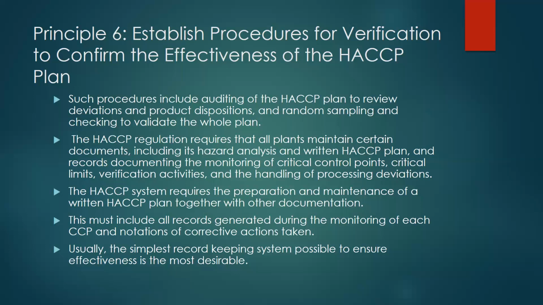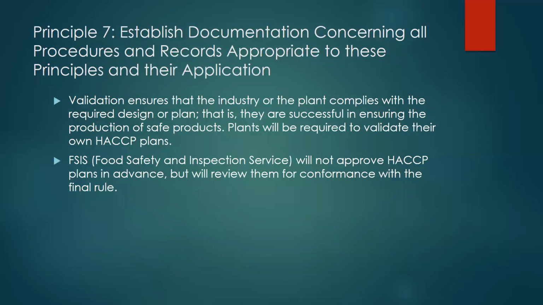The HACCP system requires the preparation and maintenance of a written HACCP plan together with other documentation. So the HACCP system requires the preparation of a proper HACCP plan, which should be maintained in proper documentation, and it should include all records generated during the monitoring of each CCP and notations of the corrective actions which were taken. Usually, the simplest record keeping system possible to ensure effectiveness is the most desirable one. The last principle is to establish documentation concerning all procedures and records appropriate to these principles and their applications.